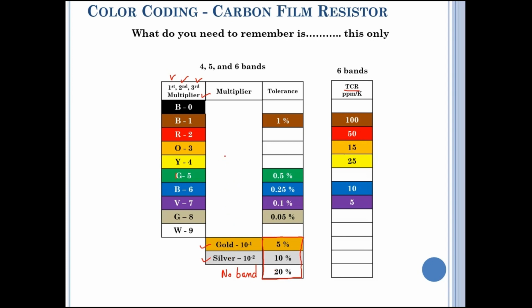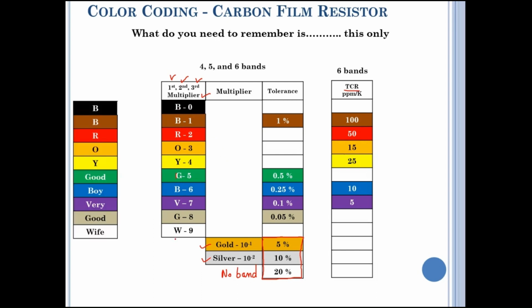The commonly used resistor is the 4 band resistor. Now the question arises: how to remember this sequence of colors? There is a trick. What is that trick? Remember one sentence. B.B. Roy is a good boy and has very good wife. Out of this, you only need to remember the first letter of each word.